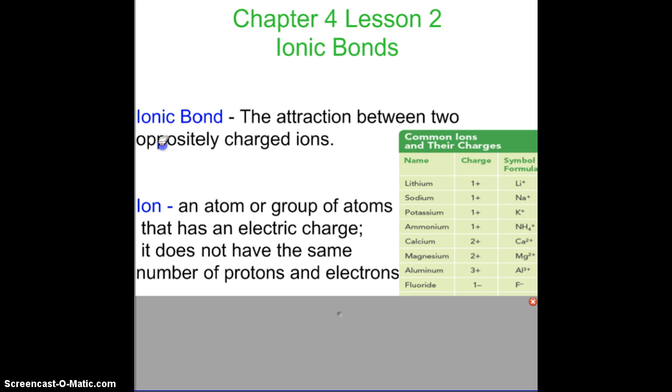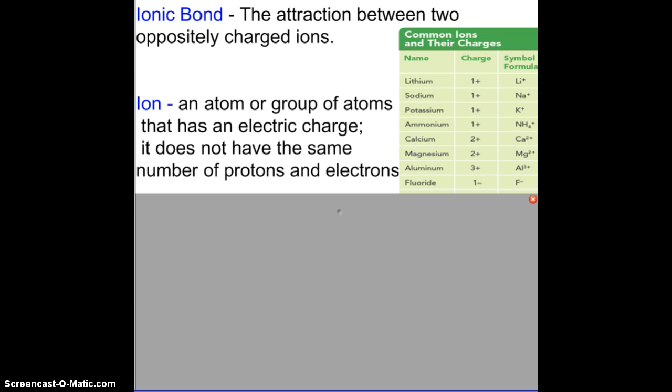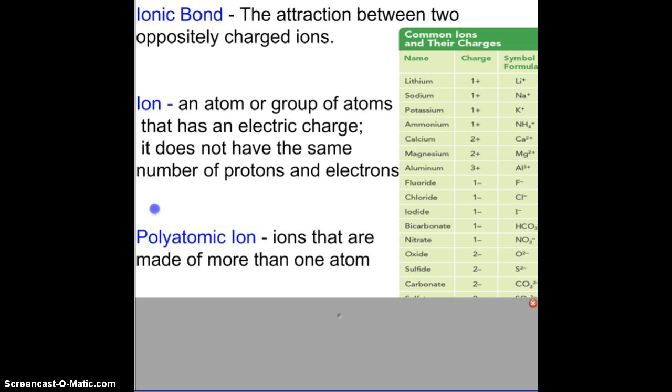So let's think about this. If I were to gain electrons, if I were to get some from another atom, I would overall become more negative. If I were to somehow lose my electrons, then I would overall become more positive. That's what an ion is. It's an atom with a charge of some sort, either positive or negative, depending on how many electrons it lost or gained. Now, the special name for ions when there's more than one is a polyatomic ion.